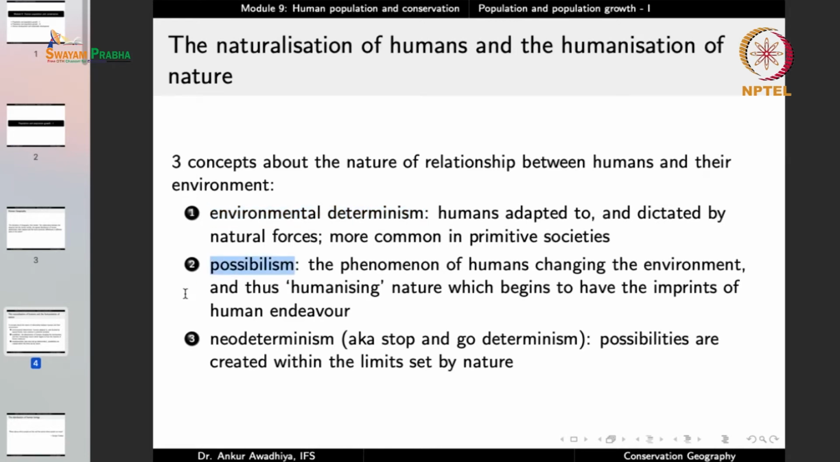Later on, we shifted to Possibilism. It is the phenomenon of humans changing the environment, and this humanizing of nature begins to have imprints of human endeavor. So in the case of Possibilism, this philosophy states that it is possible for humans to do things. It is possible for humans to dominate nature, to change nature. And we see the beginnings of Possibilism with the advent of agriculture.